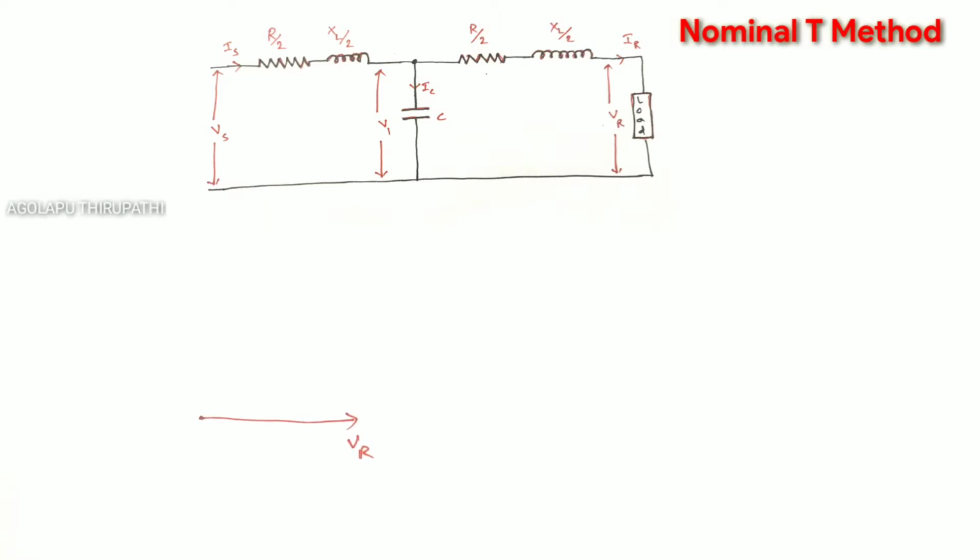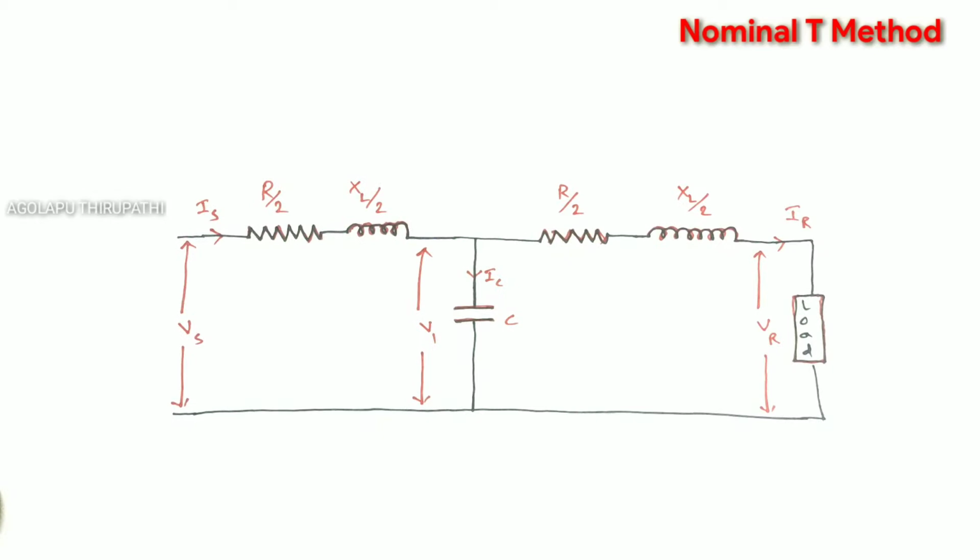We know that in power systems most of the loads are inductive loads. Therefore here also I am taking an inductive load. For an inductive load, the receiving end current IR lags VR by less than 90 degrees. So draw the IR vector which lags VR by less than 90 degrees. This is the IR vector.